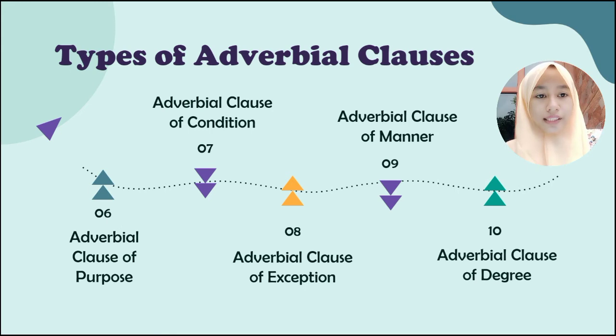The last is adverbial clause of degree. Conjunctions for adverbial clause of degree are as... as, so... as, more... than. The example of as... as: she is as beautiful as her mother is. The example of so... as: she is not so beautiful as her mother is. And the example of more... than: she is more beautiful than mother is.